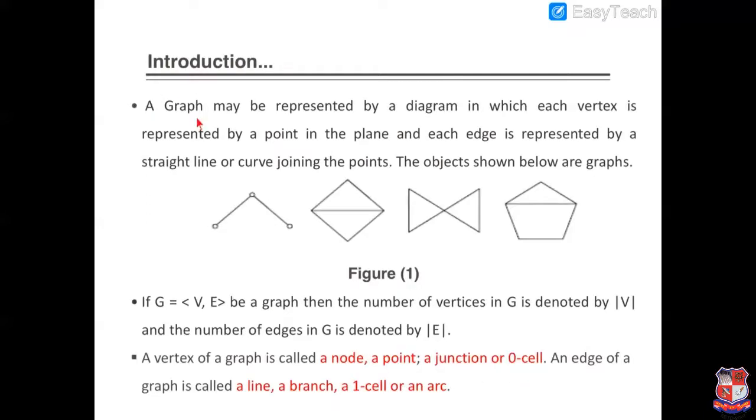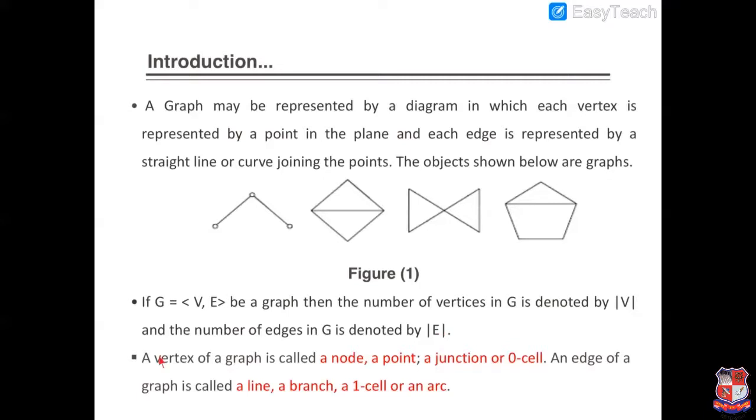A graph may be represented by a diagram in which each vertex is represented by a point in a plane and each edge is represented by a straight line or curve joining the points. There are different types of graphs that are shown below. If G = (V, E) is a graph, then the number of vertices in G is denoted by |V|, that is the cardinality of V, and the number of edges in G is denoted by the cardinality of E.